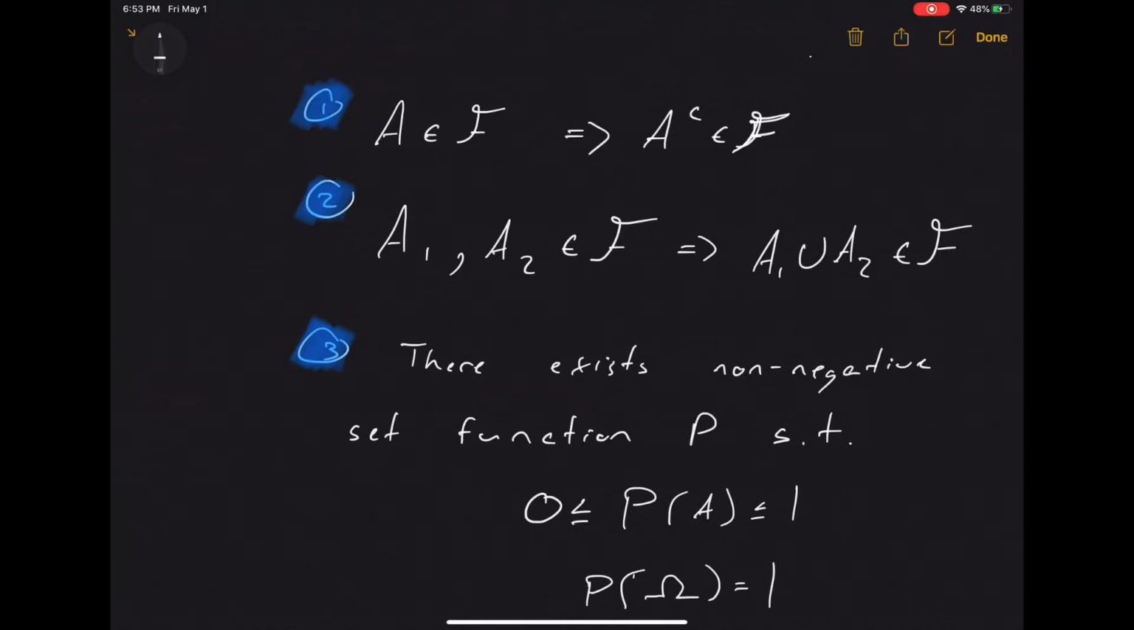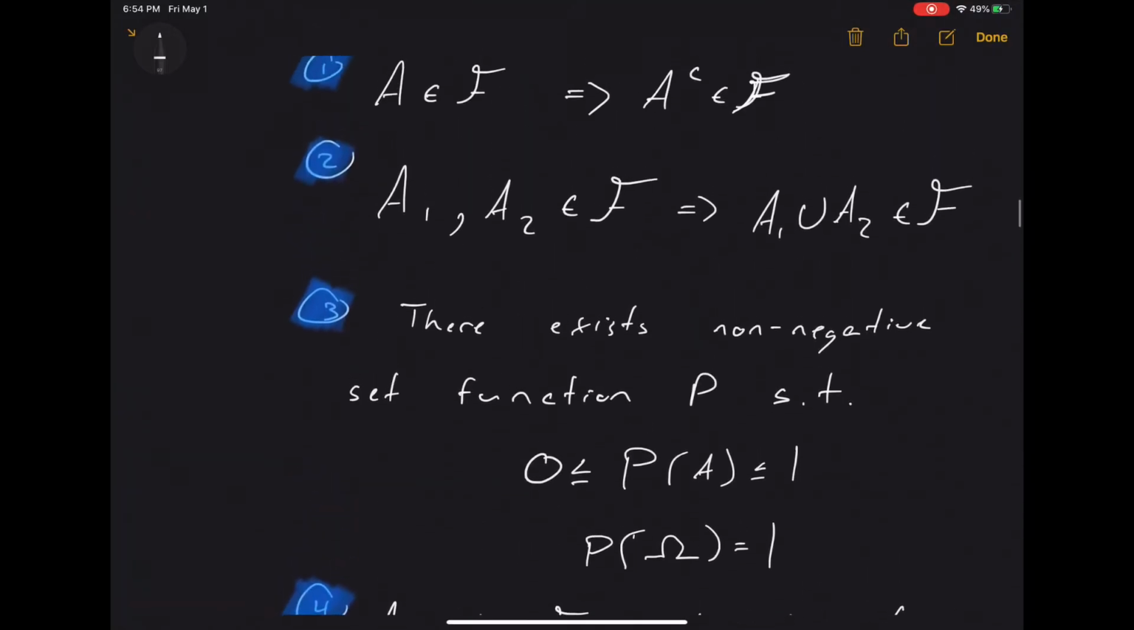All right, now number 2, the second axiom: if A1 and A2 are in F, then their union is also in F. And again, this meets with our intuition. Let's go back to our previous example: if I can tell whether the die has rolled up as a 2 or as a 4, then I can easily tell whether it was 2 or 4, right?